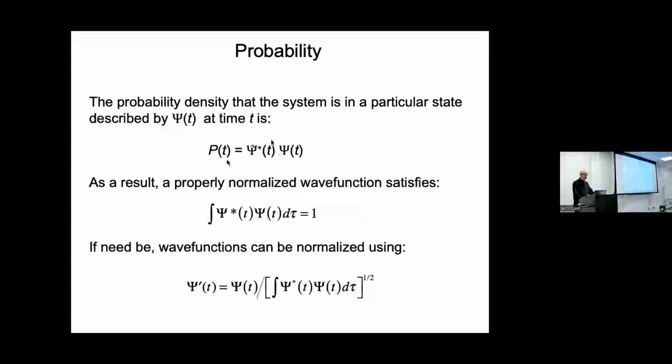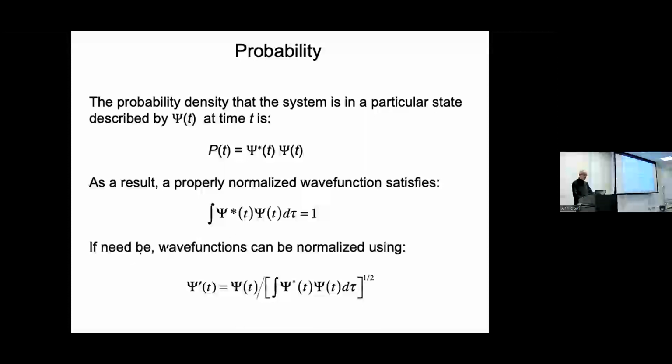The interpretation of the wave function is that the wave function times its complex conjugate is the probability that we find the system in some state at time t. So while the wave functions can be complex numbers, probability will always be a real number.